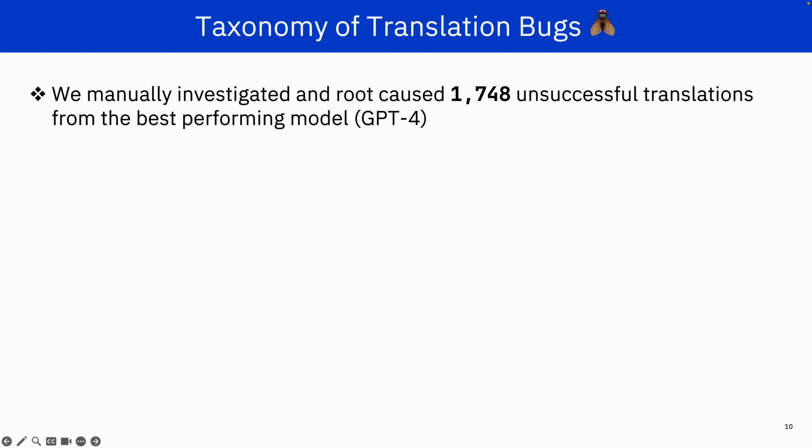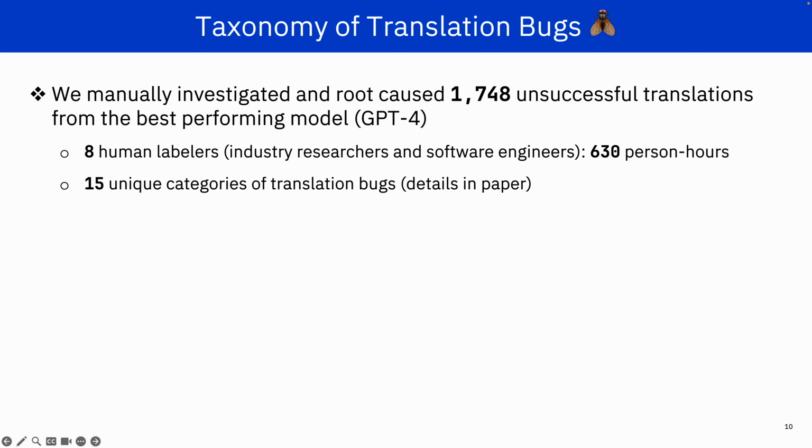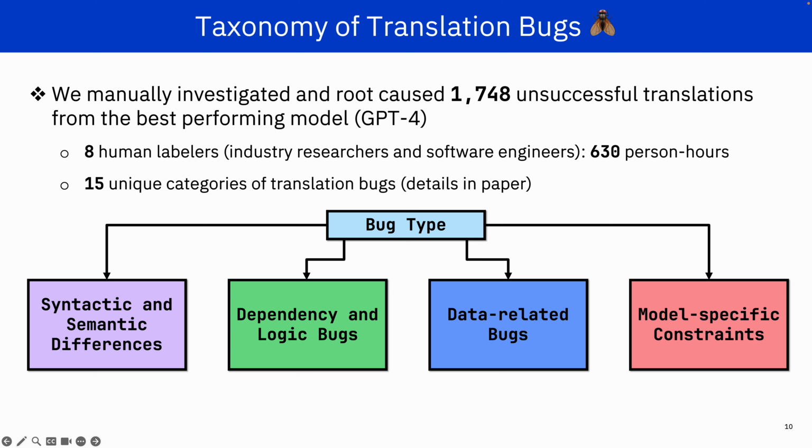What else we do with this unsuccessful translation is that we use manual human labelers in order to create a taxonomy of different translation bugs. At the end of our study, which lasted 630 hours, we came up with 15 unique categories of translation bugs. Please refer to the paper for more details about the 15 unique categories. But at a higher level, these 15 unique categories can be abstracted into 4 different classes. Now let's look at one example for each class to know more about them.